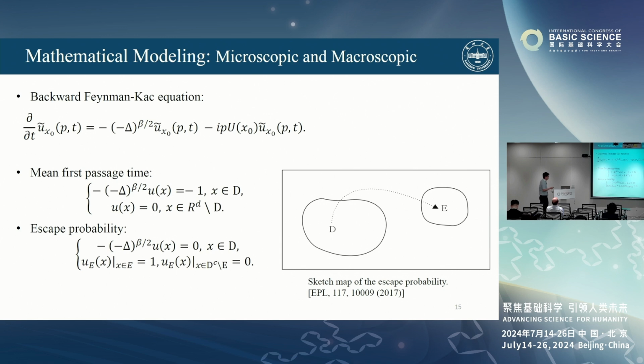Also, we can derive the mean first passage time. If you concern about this statistical observable, you can solve this equation. U(x) is the mean first passage time of the process. So this is a Levy process, and also you can calculate the escape probability by solving this equation. Because the process is a jumping process, this also is a physical quantity. For Brownian motion, we don't have this quantity.